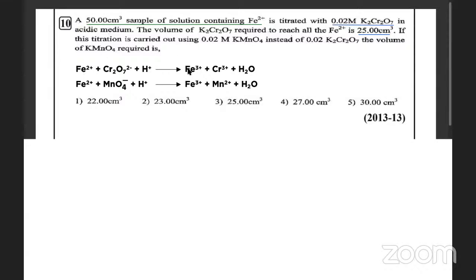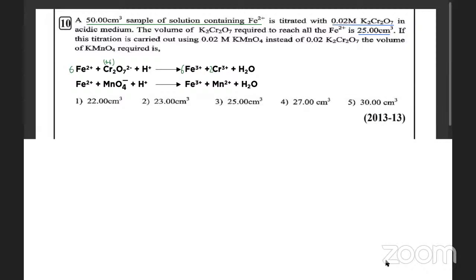Iron from +2 to +3, the difference is 1. Chromium from oxidation number +6 has gone to +3, difference is 3, but there are 2 chromium atoms, so there must be 6 here, and there must be 6 here. That's enough. You don't have to balance the rest. You just need the stoichiometry between iron and dichromate.